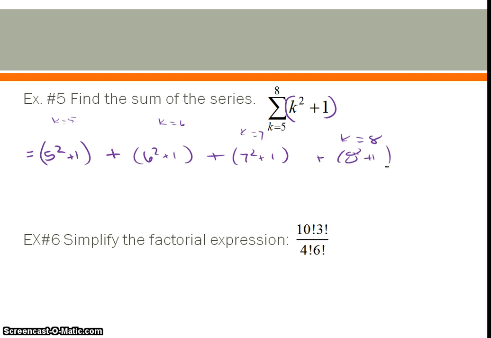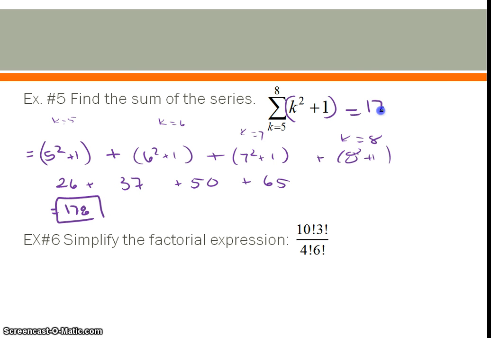Okay, so when we plug this into our calculator, you get 25 plus 1 is 26, plus 37, plus 50, plus 65. So you just plug those numbers into your calculator and you get 26 plus 37 plus 50 plus 65, that is 178. Which tells me that the sum of this is 178.